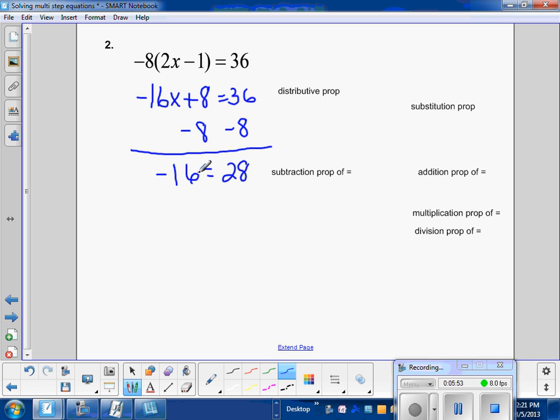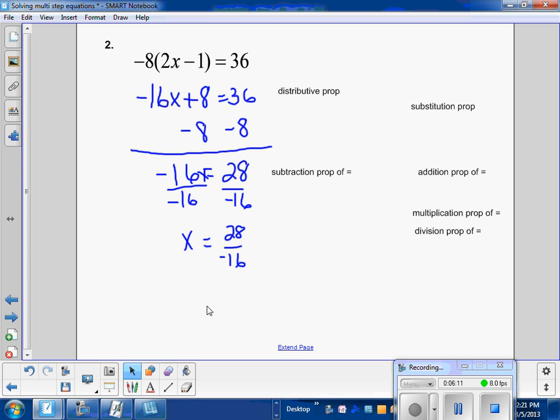Oops, I've got my x here. And now we're going to divide by negative 16. And x equals 28 over negative 16. Okay, so first let's go back and say that was the division property. We'll squeeze that in there.